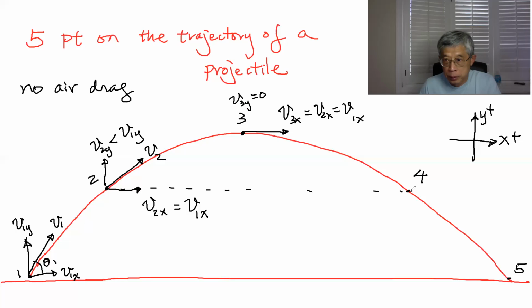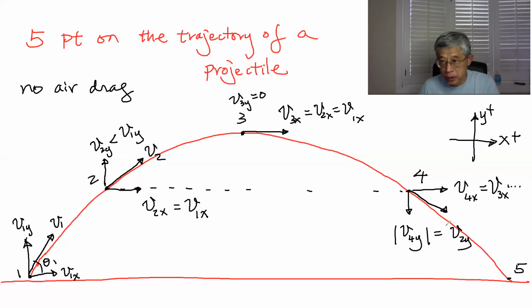And here, I'm going to draw a tangent again. This is a tangent to the trajectory. So this is V4x, and that's the same as V3x, and so on and so forth. And then now you have this V4y. V4y, the magnitude is equal to V2y, but it's in a different direction. V2y is going up, but this is going down. So it's opposite.